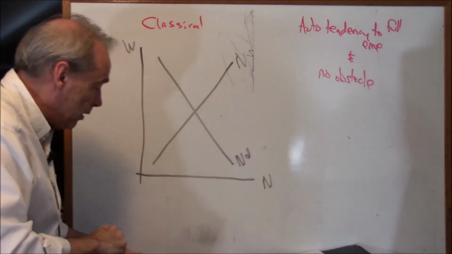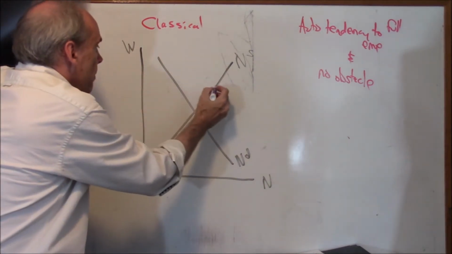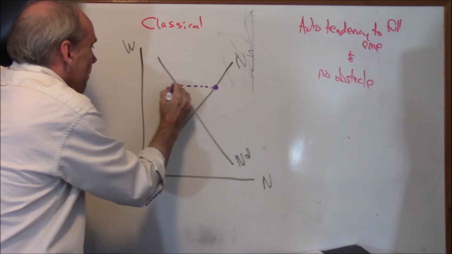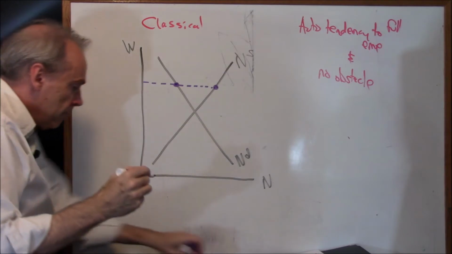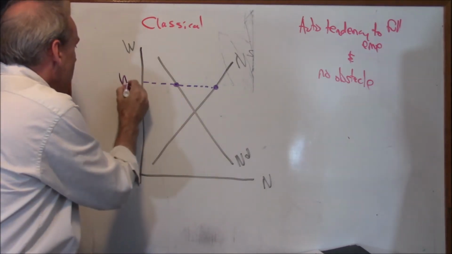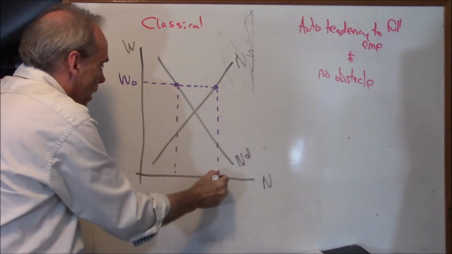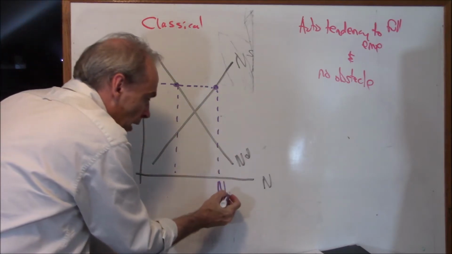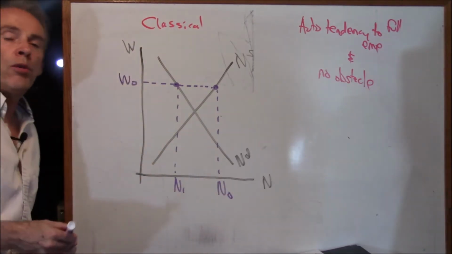So, for example, let's lay out a situation where we are not at full employment. Now, full employment is where everyone who wants a job has a job. And that is not true right here.